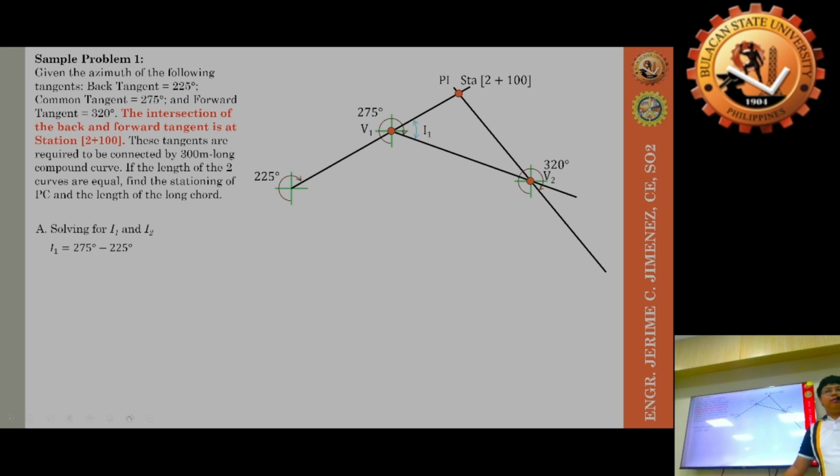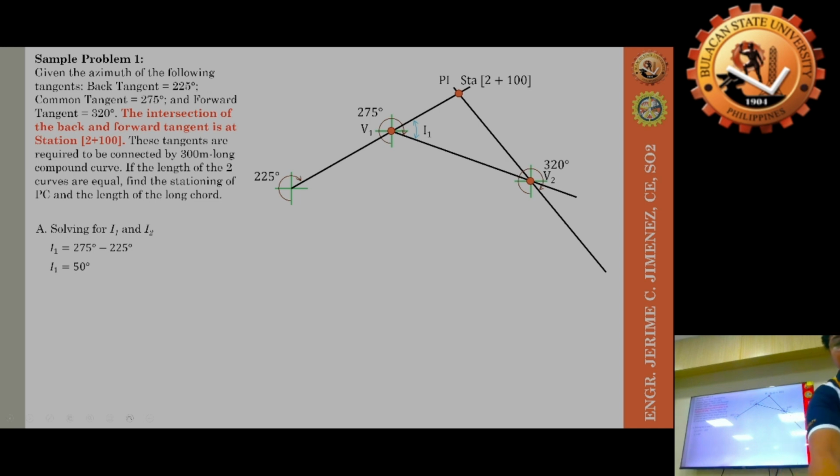Sir, is it always like this? Most of the time, yes, when it comes to azimuth. My way to remember this process is "2 minus from": the angle you went to minus the angle you came from. So when we get I sub 2 later, it's 2 minus from. So we have 275 degrees minus 225 degrees. Therefore, I sub 1 is 50 degrees.